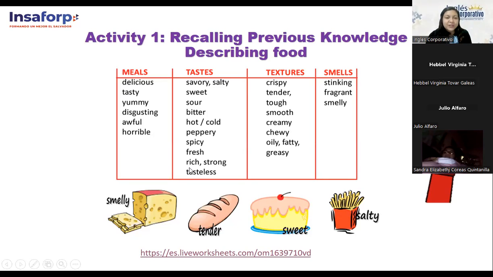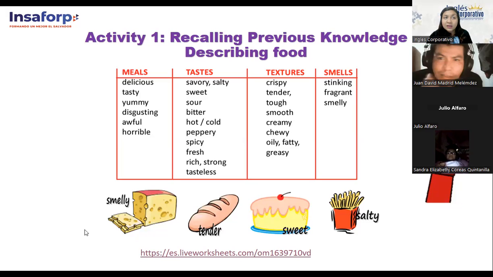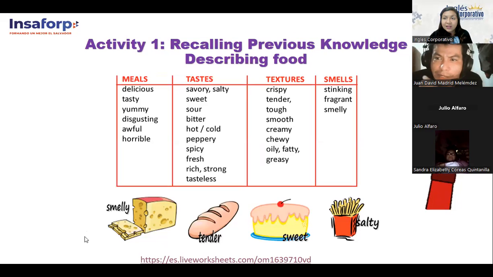Okay. Guys, can you make some sentences using the adjectives for describing food? Can you make up some sentences? Let's type in the chat. And while you write and make up your sentences, I'm going to take the attendance, okay? So please. I eat jocote tender in vacation. Tender jocotes, delicious.